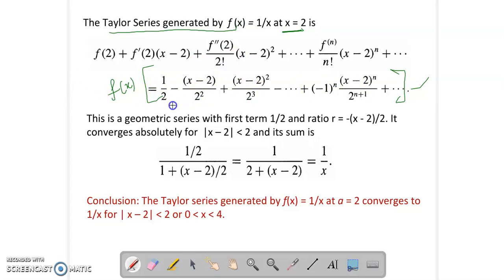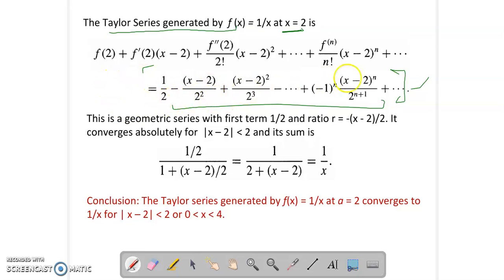We do not know whether this series is going to converge to this f of x. We have to check, right? We are saying this is a series, the Taylor series generated by this function. Now we will see for which values of x this series converges to this function.